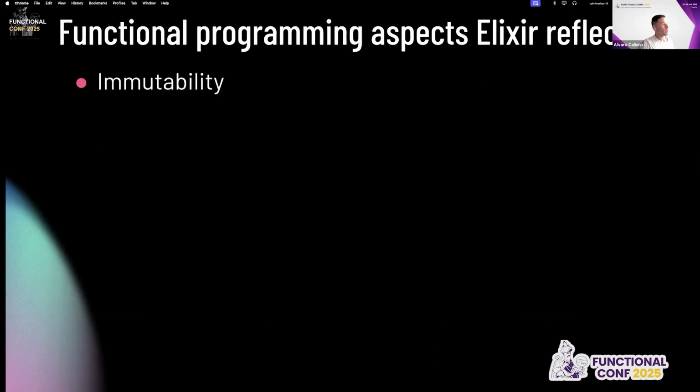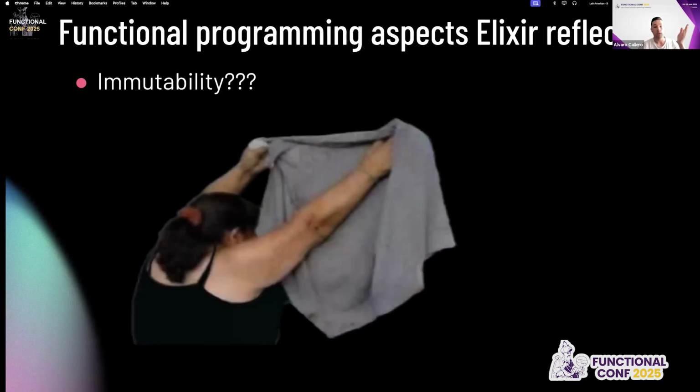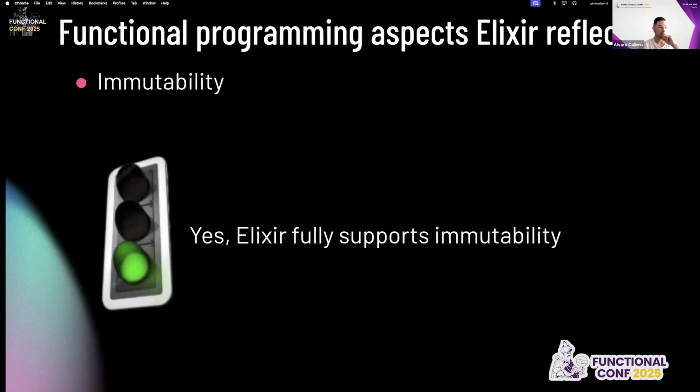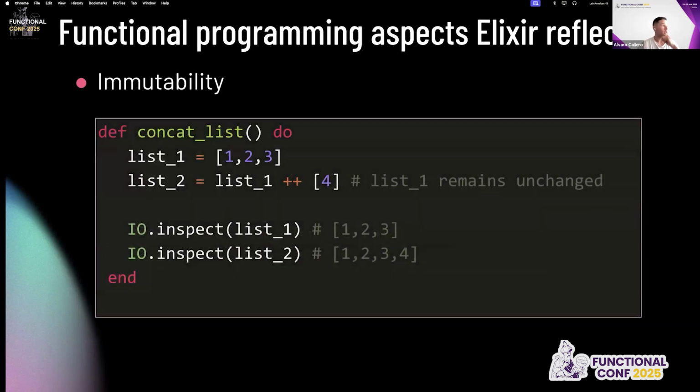First concept, immutability. Immutability is the concept that once a data structure is created, its state or value cannot be changed. Instead, a new data structure will be created to reflect those changes. So the question is, do we have immutability in Elixir? And the answer is yes. Elixir fully supports immutability. Let's see this example.